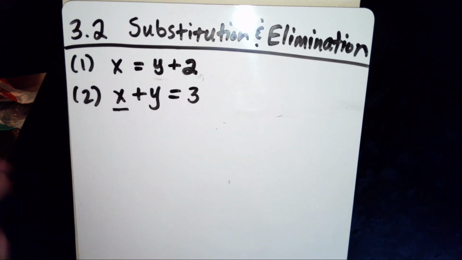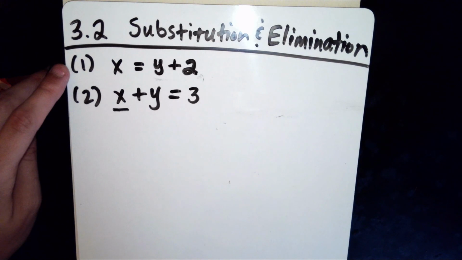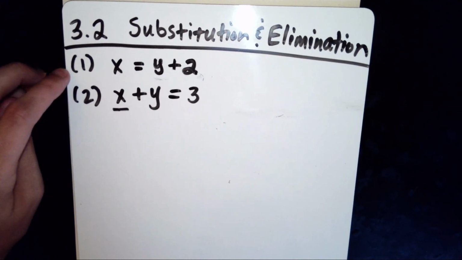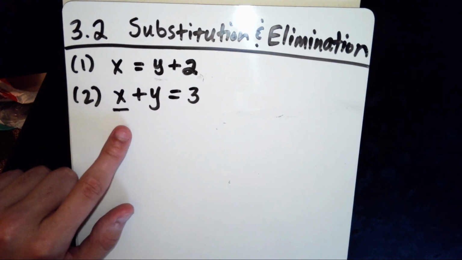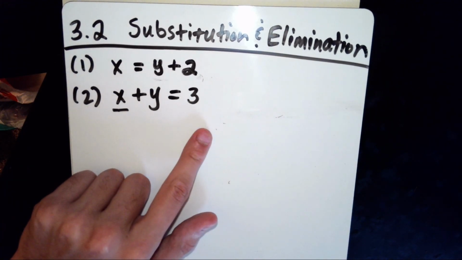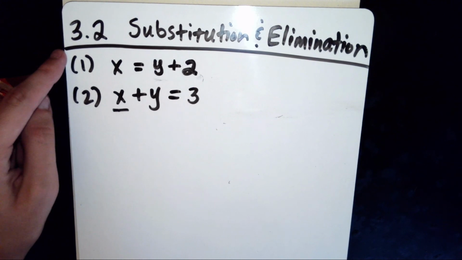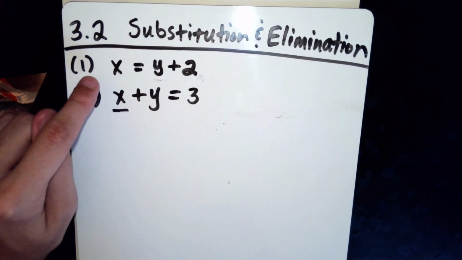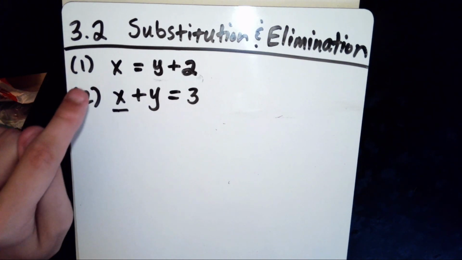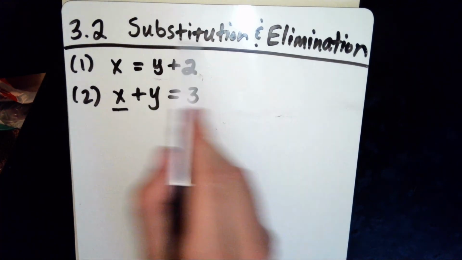for this example where our system has two equations, equation 1 and 2. Equation 1 says x equals y plus 2. Equation 2 is x plus y equals 3. Well, notice equation 1 already has x solved for. That alludes to it being advantageous for us to use substitution.